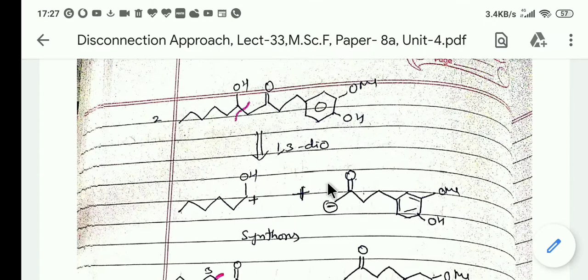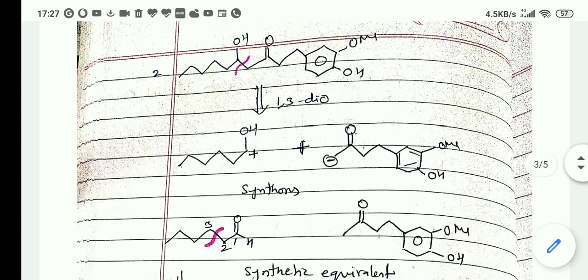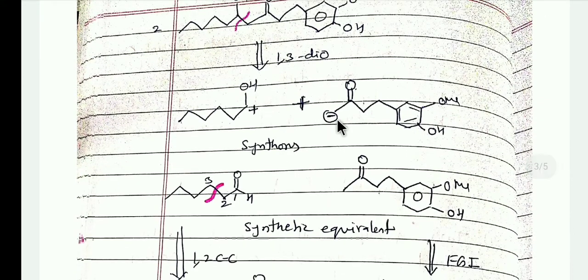Now we take another example for 1,3 C-C disconnection. Here two groups, one the ketonic group and the other the OH group, are present at positions 1 and 3. So disconnection can take place after 2. Here disconnection can take place, and after disconnection we get two synthons. One is the positive synthon and the other is the negative synthon.